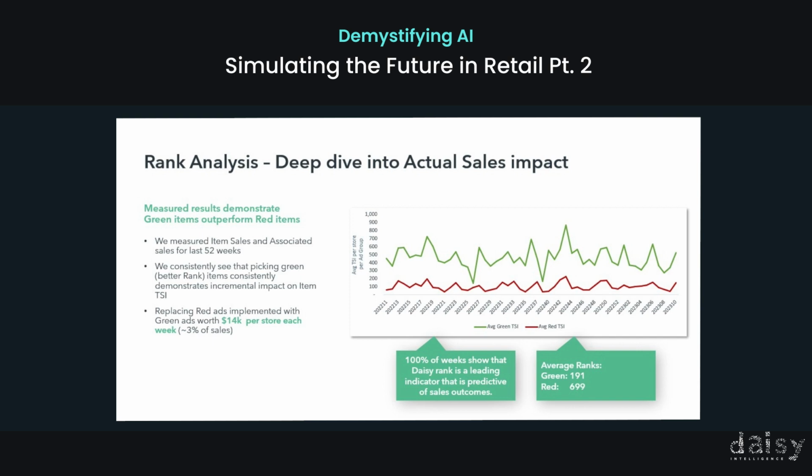So this is telling you the AI is great. You can take advantage of it to do better, because when you have a better rank, you have a better total store impact, and you have a better year-over-year comp store sales that I showed through those correlation effects. So the average rank of the green items is about 191. The average rank of the yellow and red is about 700. So there's a big causal difference between these items.